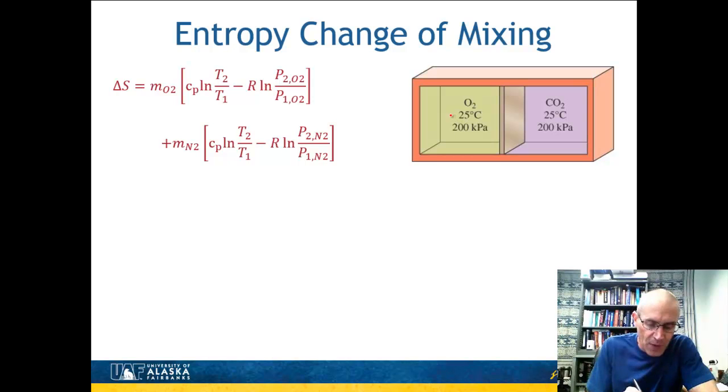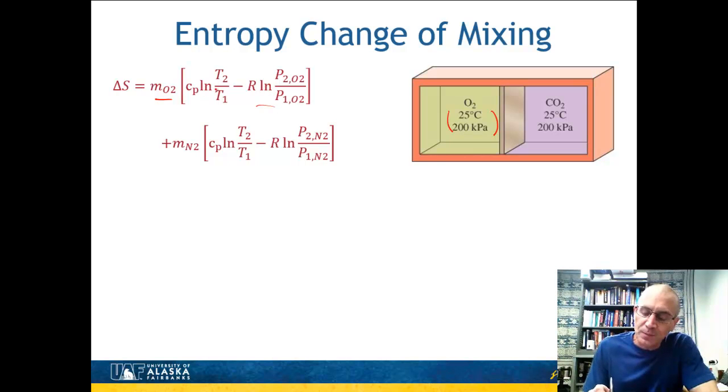Since these are both at the same temperature and the same pressure, I wouldn't expect any change in temperature and absolute pressure in here. So if I look at my change in entropy, assuming these are ideal gases, which both oxygen and CO2 would be at these conditions, I have this equation written up here. I've got the mass of oxygen, and then Cp ln of T2 over T1, assuming a constant heat capacity, and then I've got my pressure term.